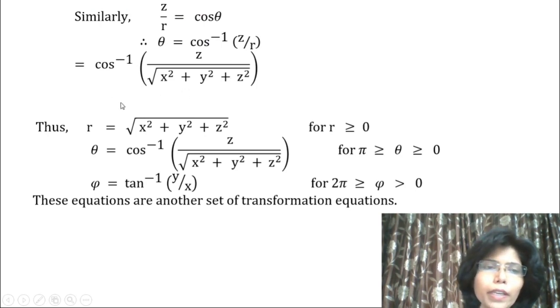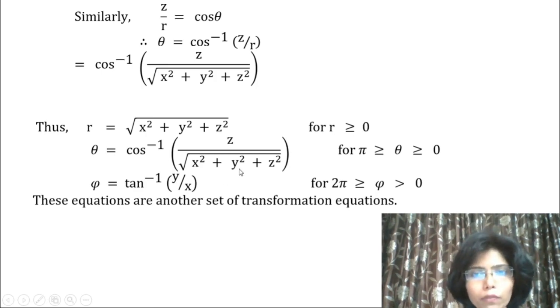Okay. So we now get the values of r, theta and phi in terms of x, y and z. So r is equal to square root of x square plus y square plus z square for r greater than 0. Then theta is equal to cos inverse of z upon square root of x square plus y square plus z square for pi greater than or equal to theta greater than or equal to 0. And phi is equal to tan inverse of y upon x for 2 pi greater than or equal to phi greater than 0. All these three equations are another set of transformation equations.